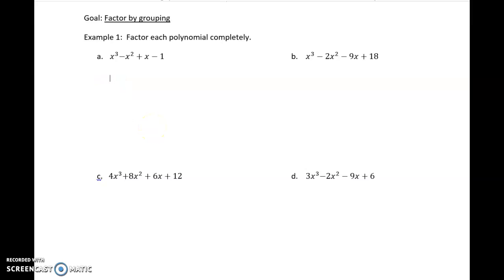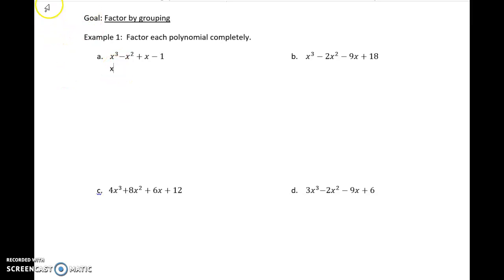Oops. All right, let's try that again. Word is giving me troubles. All right, there we go.